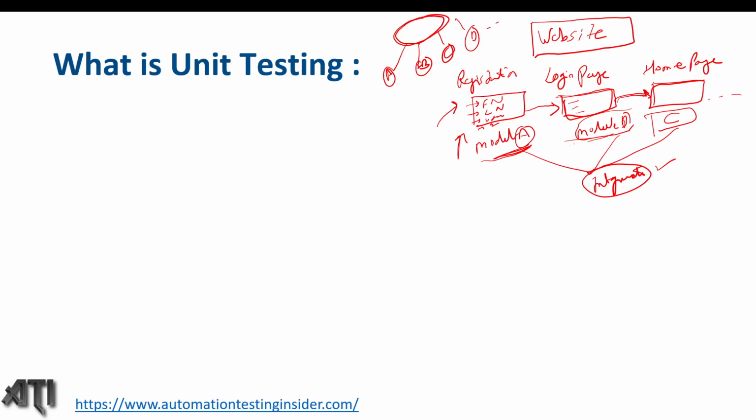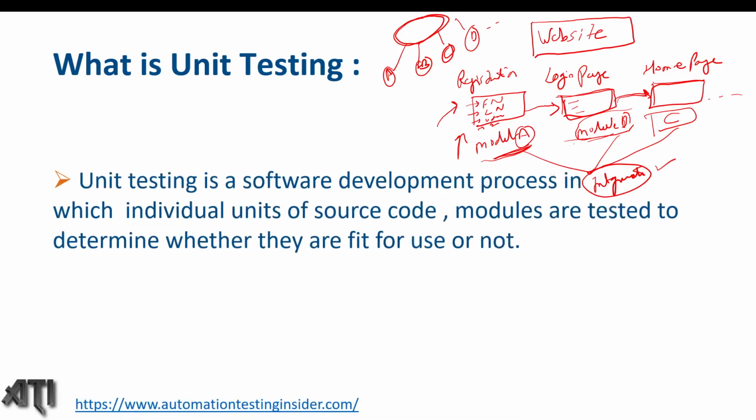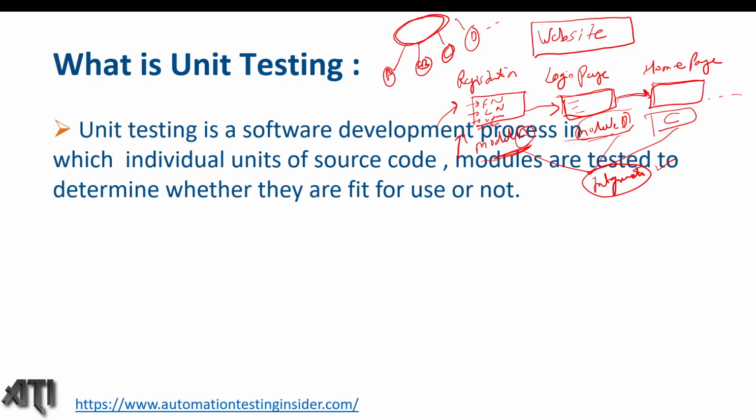So let's see some definitions of unit testing. Unit testing is a software development process in which individual units of source code modules are tested to determine whether they are fit for use or not.